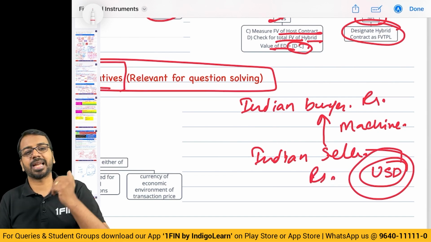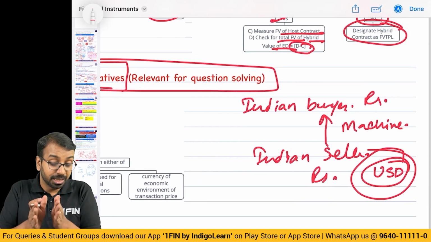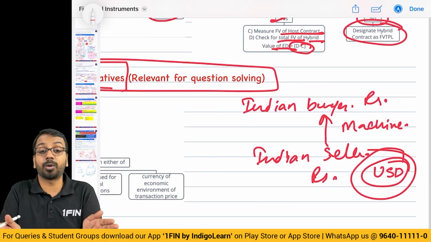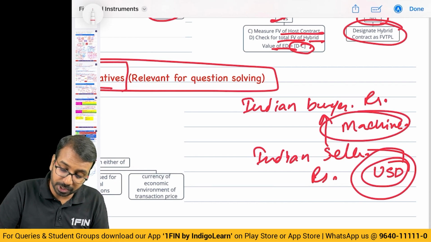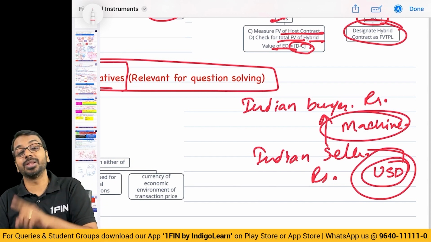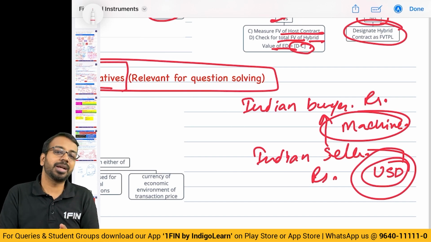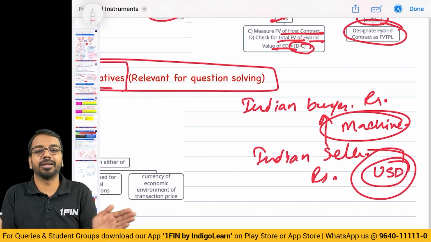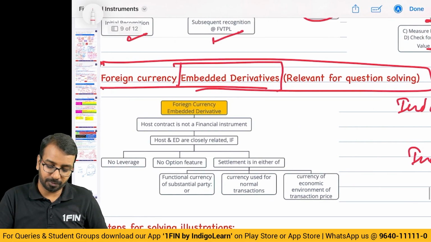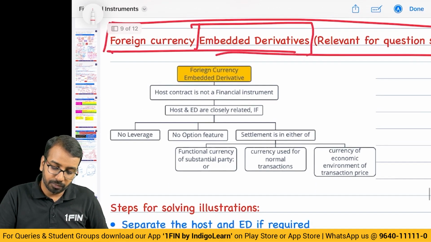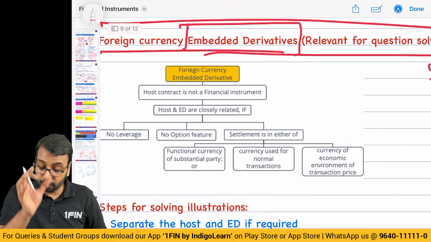So here is where the standard comes up with the concept of foreign currency embedded derivative. They are saying that these are not a single contract, these are two separate contracts. One contract is to buy and sell the machine, second contract is to buy and sell the USD. So if some conditions are satisfied, this foreign currency embedded derivative has to be separated. It has to be separated and accounted for as an embedded derivative. Now when do we separate? We will separate if, or when do we not separate?